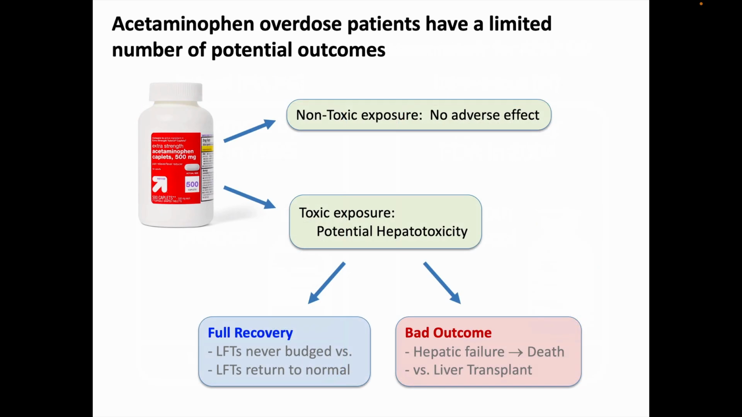Acetaminophen overdose patients have a limited number of potential outcomes. Either they do well and fully recover, and this is the great majority of patients admitted for treatment, or they do poorly. And doing poorly here means progressive liver injury, fulminant hepatic failure, multisystem organ failure, and death, typically within 3 to 5 days of ingestion. But there is the possibility of liver transplantation if it can be arranged in the limited amount of time available.